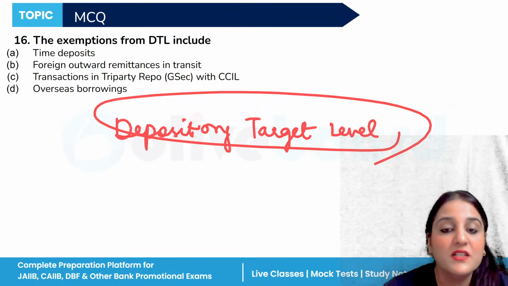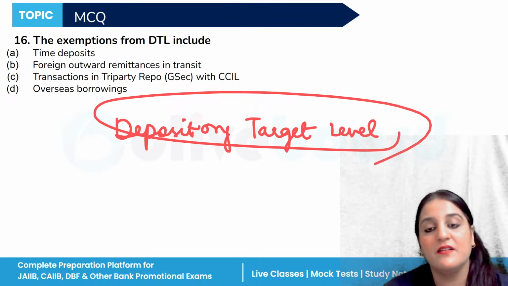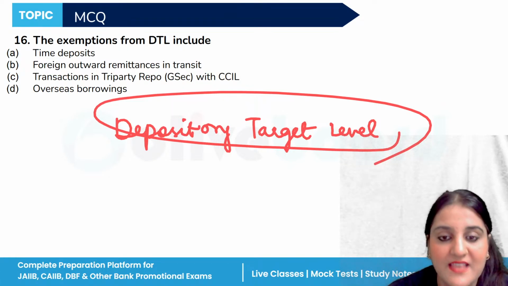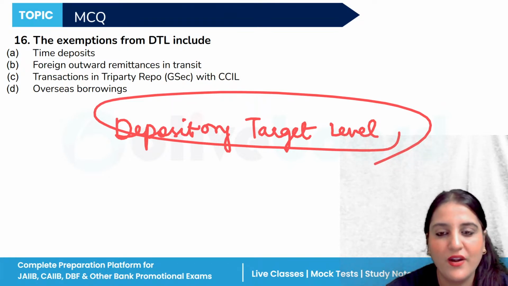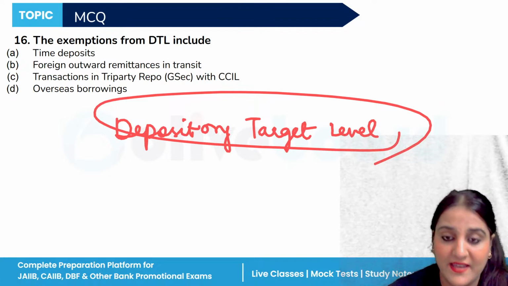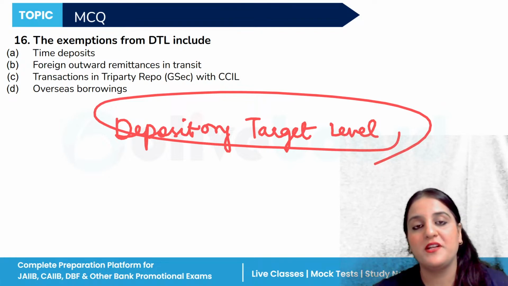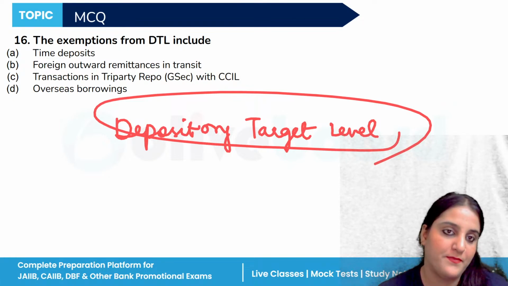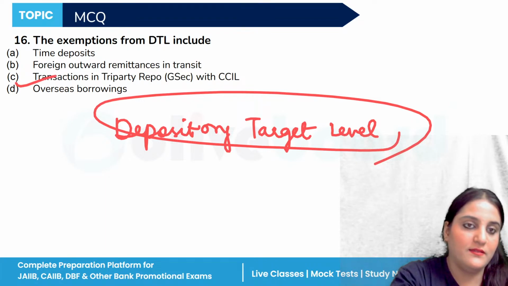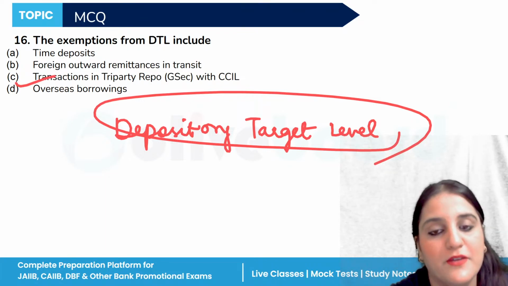involves the government securities, and these are exempt from the DTL as they are considered as secured and short-term borrowing arrangements, which are important for the liquidity management. So here option C is correct, which is exempted from the DTL.